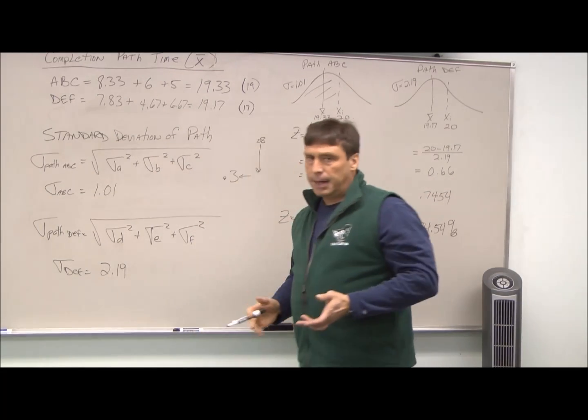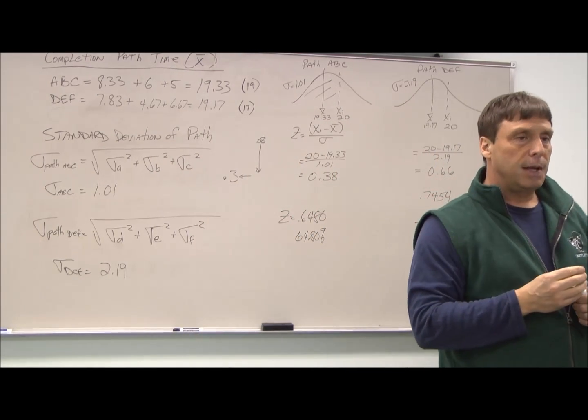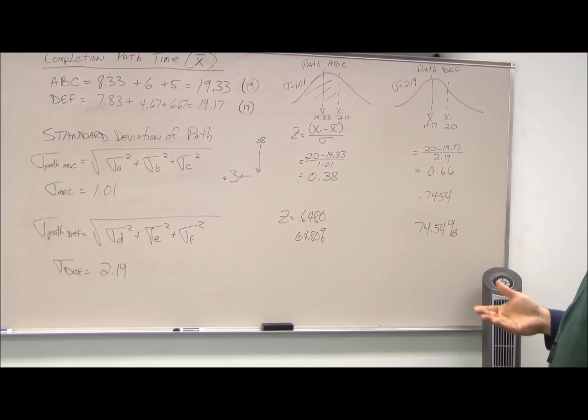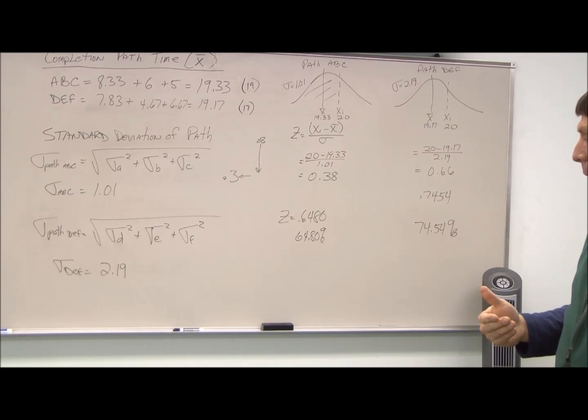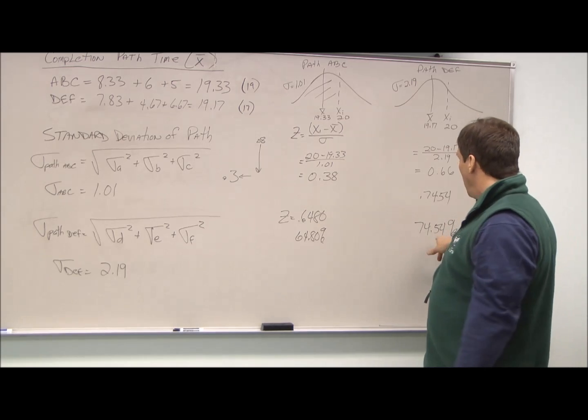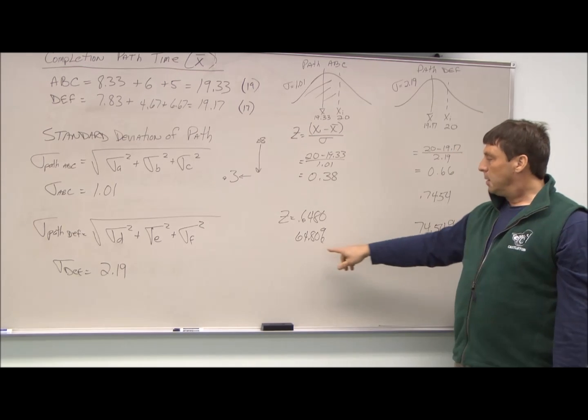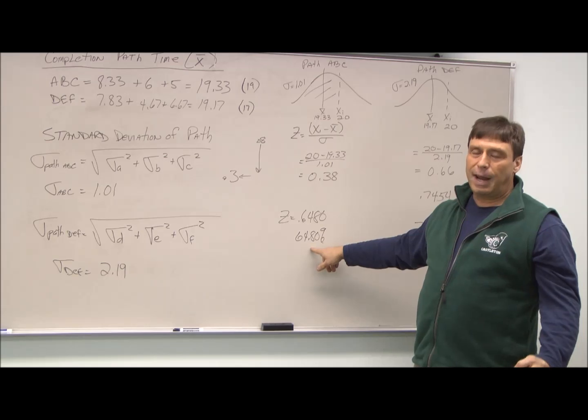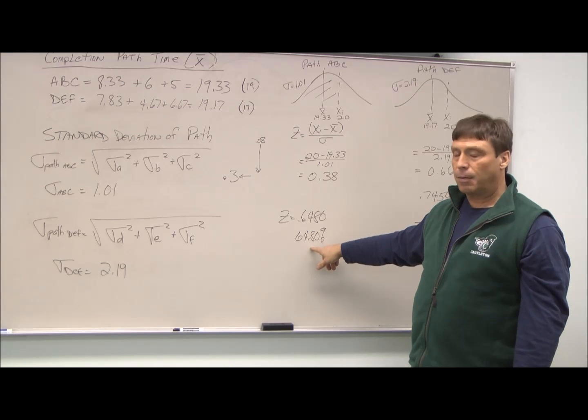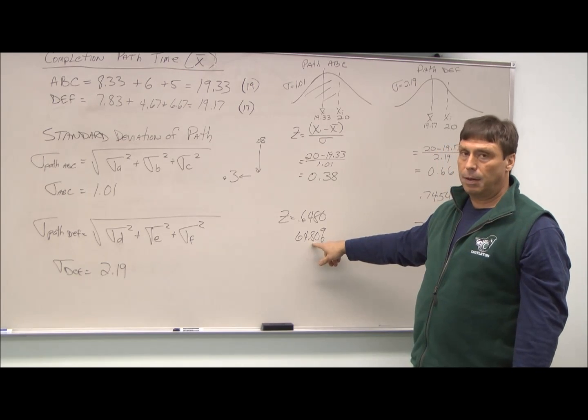So when we're replying to the customer, remember the question he asked, what are the chances that we would finish up in 20 weeks? Well, we take the lower of these two percentages. So we'd give them a 64.8 or a 65% chance that we could complete the project within 20 weeks.